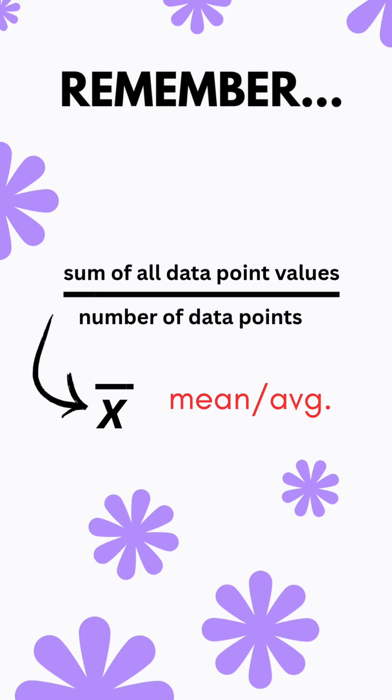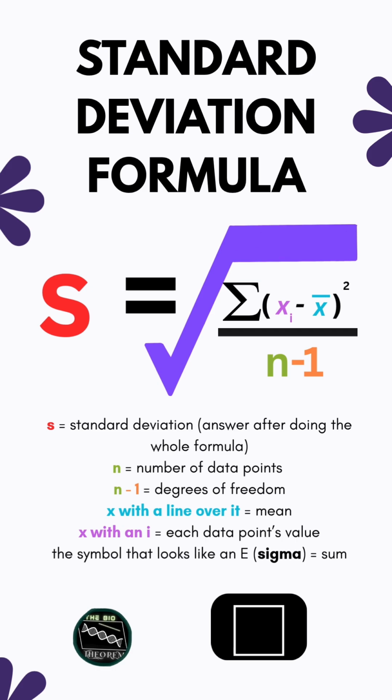And now for the standard deviation formula. So it's basically saying each data point minus the mean, and you're going to square that. And you're going to take the sum of each of them. Then you divide that sum by the degrees of freedom, which is the denominator, and then you take the square root of the quotient. Like I said, just follow the steps.